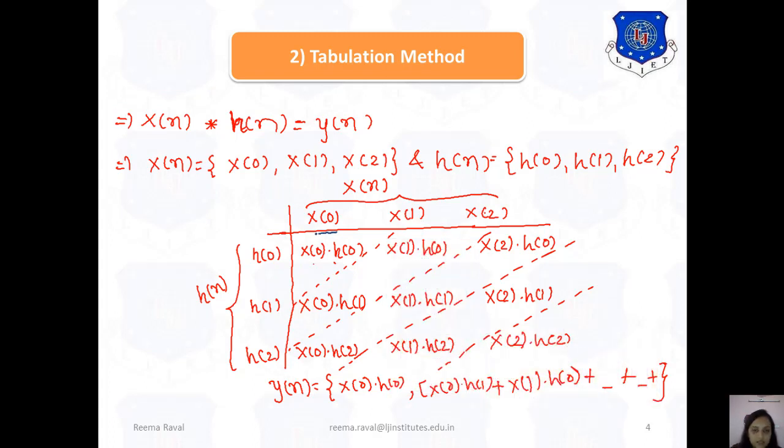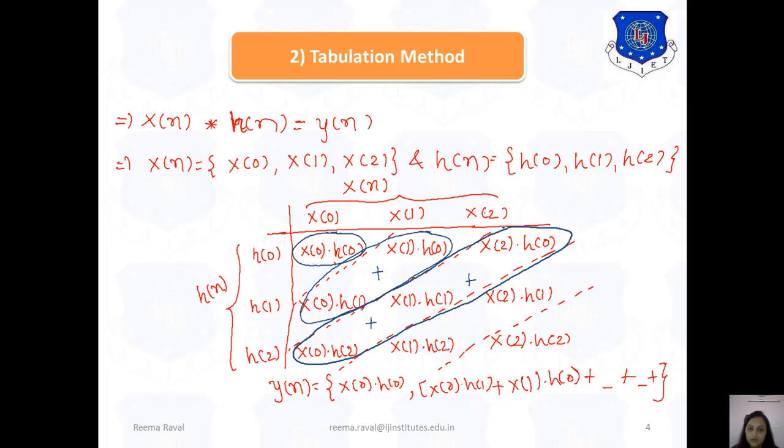So first element is x of 0 into h of 0. Second value is addition of this 2, so this will give you second value. Then the third element value will be addition of this. That means it will give you y of n for the third value. Then the addition of this 2 will give you the fourth value. And the last value will be this. So this is the way you can obtain the 5 values of y of n.